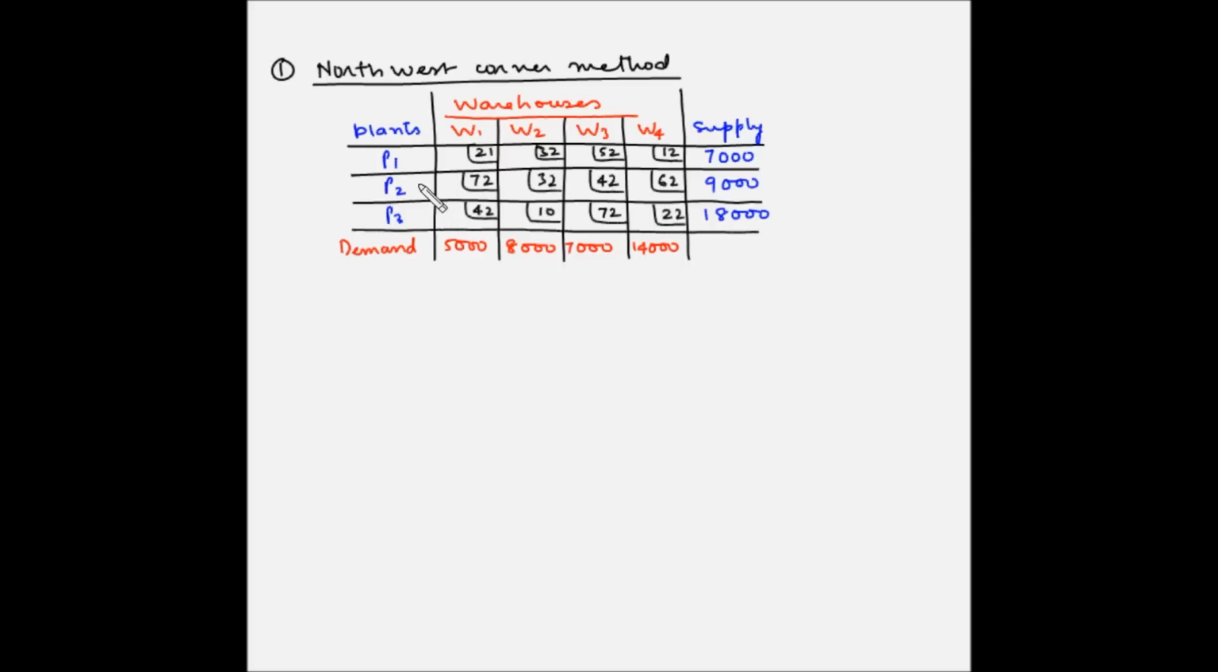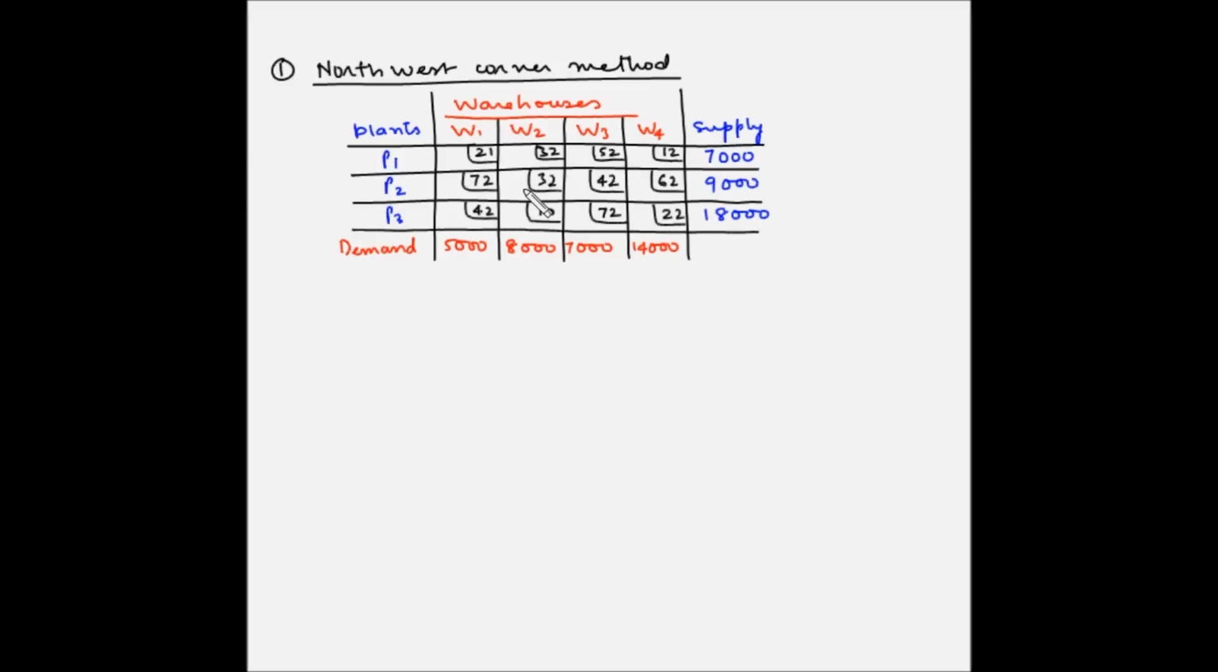In this step, we have to express the supply from origins, which in this case are the three plants, the requirements at destination, which in our case are the four warehouses, and the cost of shipping from origins to destinations, which in our case are these numbers in black, in the form of a matrix. So this is the matrix, which is also the transportation table.